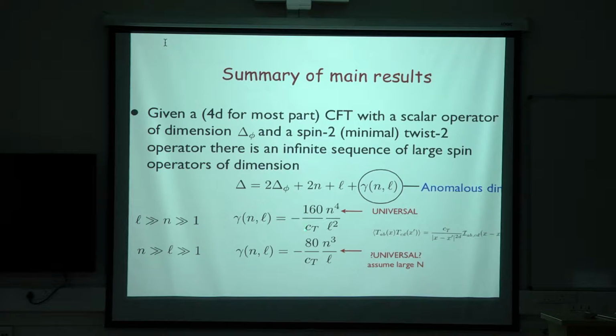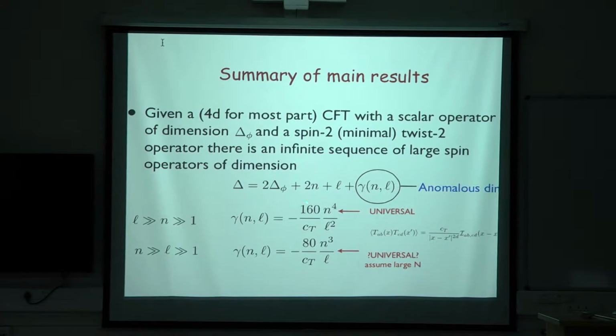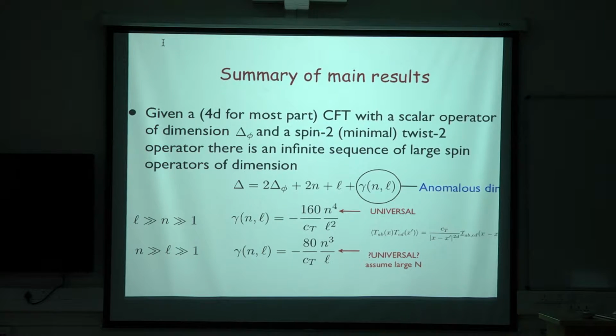There is some number divided by C_T. C_T here is the coefficient that appears in the 2-point function of the stress tensor, times n to the power 4 by spin squared. This is universal, first of all, because it does not depend on this delta phi. And besides, given this very minimalistic assumption about the field theory, it will turn out to be true for any conformal field theory. The second limit, which in some sense is more interesting, is when the twist is much bigger than the spin.